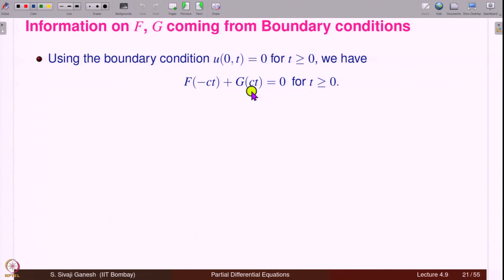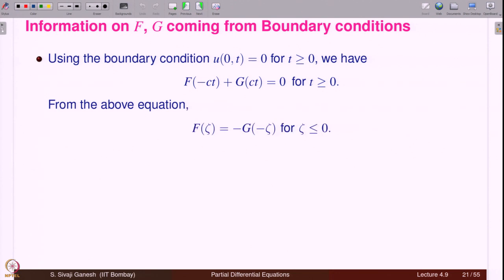What do I know about g? g we have already determined in the interval 0 to L. Therefore, now f is determined in the interval minus L to 0, because g is known on 0 to L. That is the idea we are going to use. So, we write f of zeta equal to minus g of minus zeta for zeta less than or equal to 0. This is of course true for every zeta, but the only thing is that I know the formula for g only when minus zeta is in 0, L.